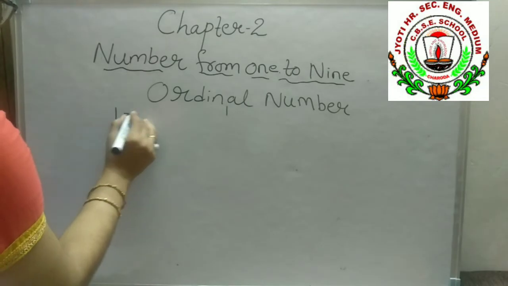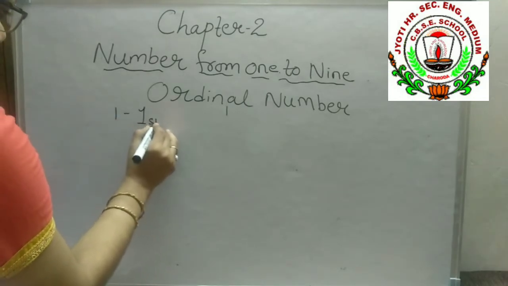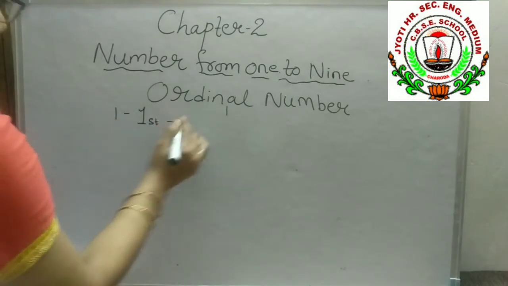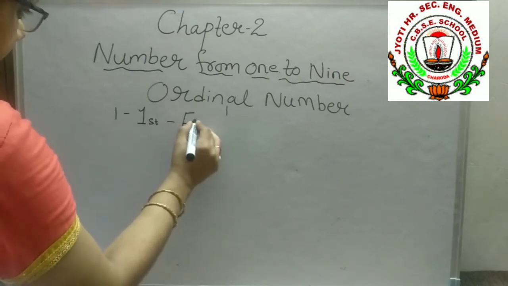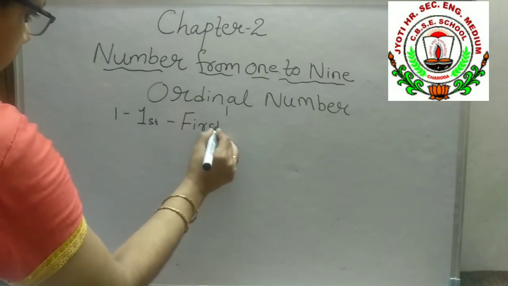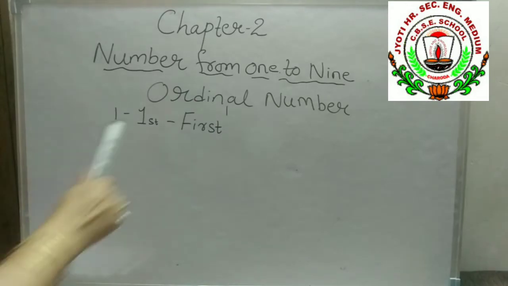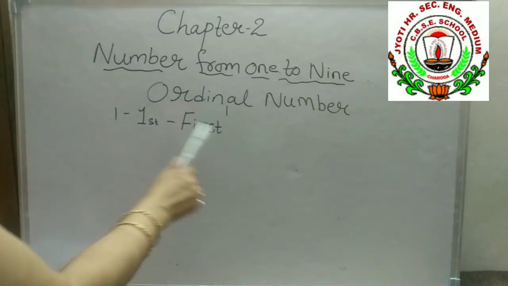First, for 1, we are writing 1 small s and t. F-I-R-S-T, first. What is the spelling of first? F-I-R-S-T, first.